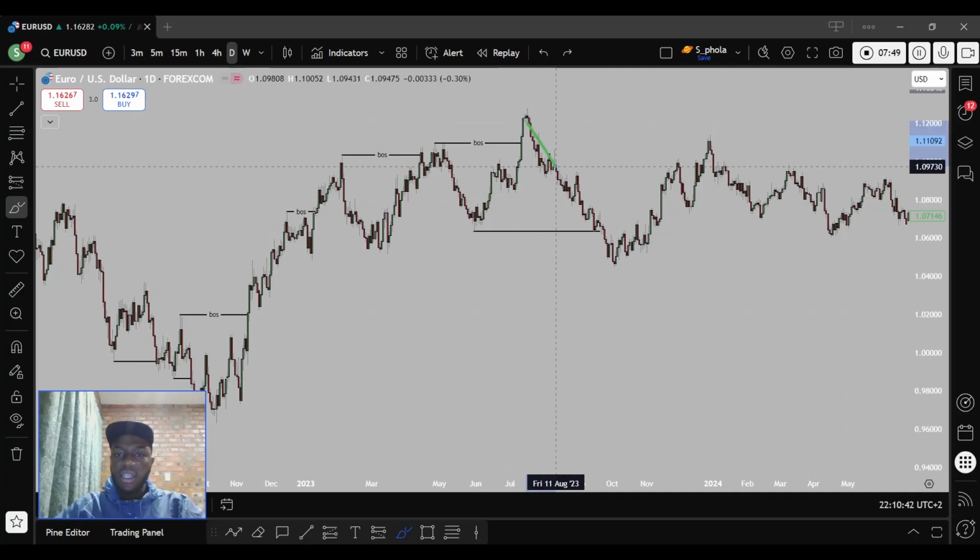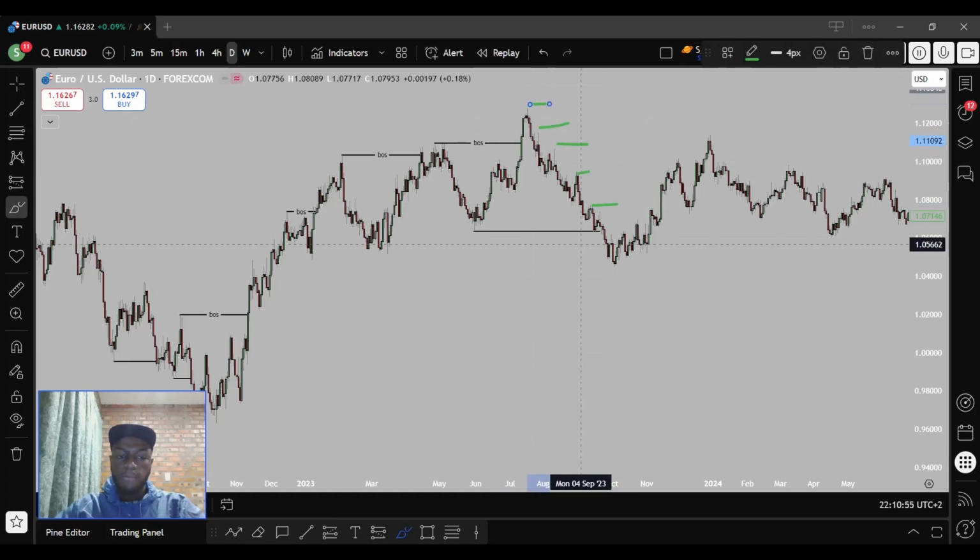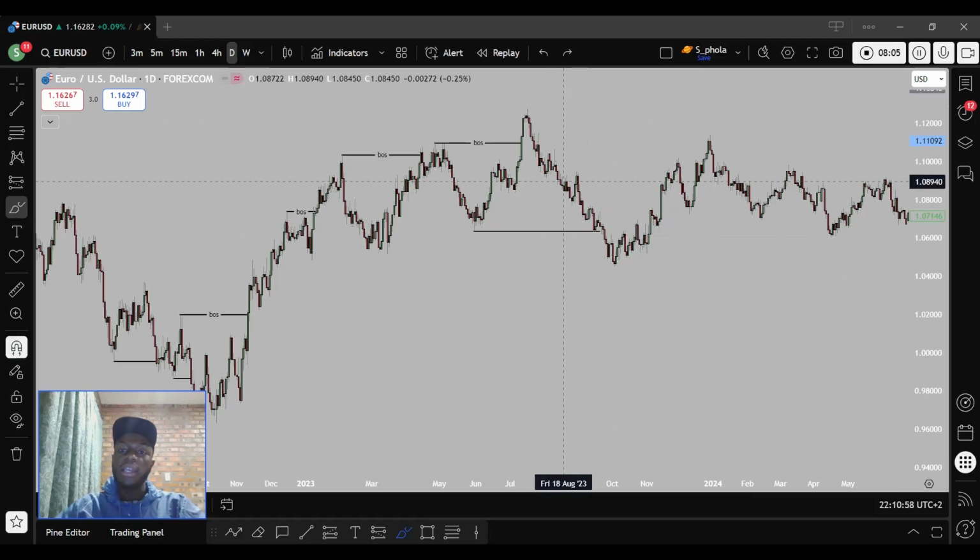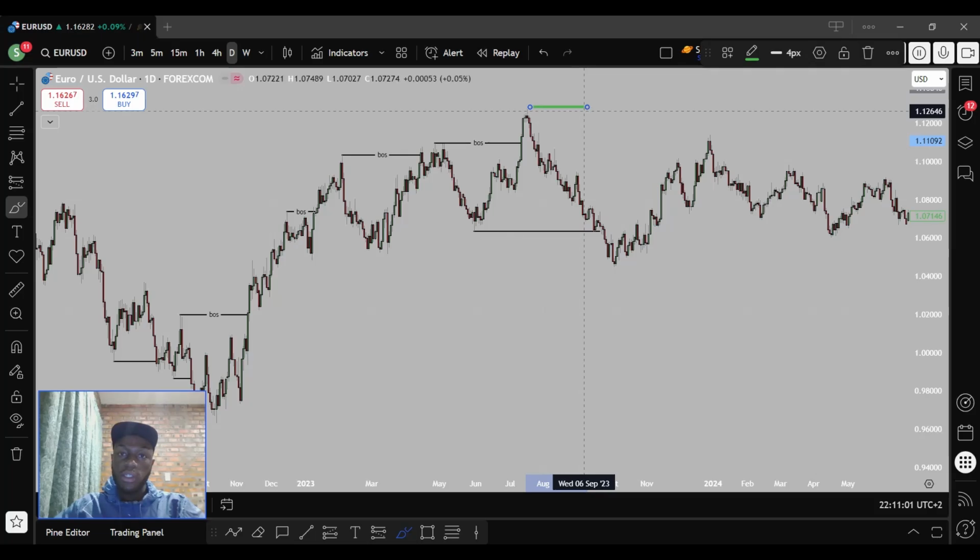And in this leg here that led to this break of structure, where is our strong high? Is it this one? Is it this one? Is it this one? Or is it this one? Hopefully you said the strong high is this one, which is the highest point before the break of structure on a bearish market.